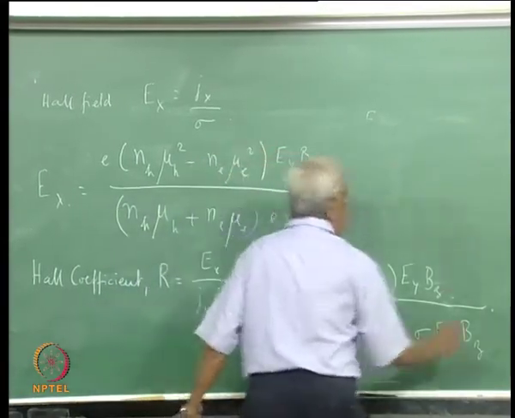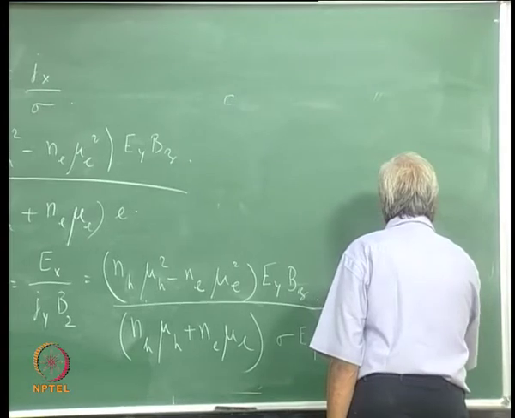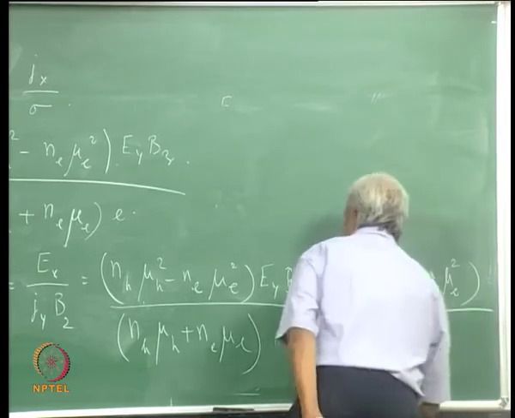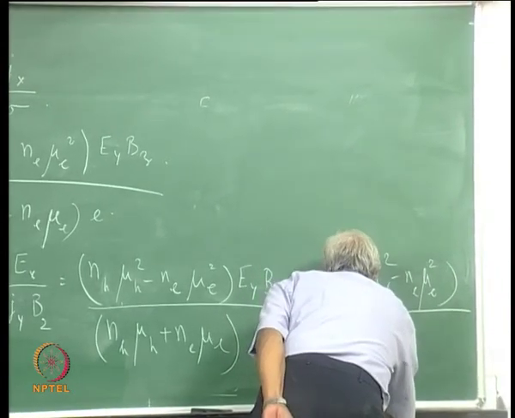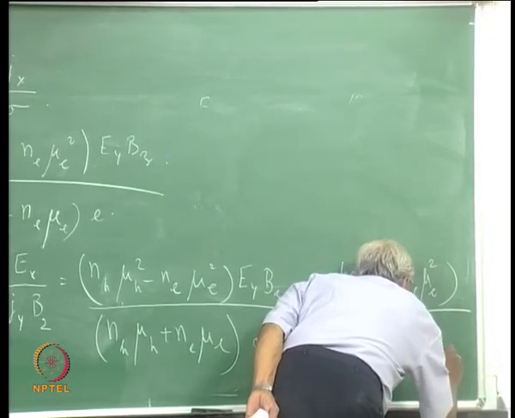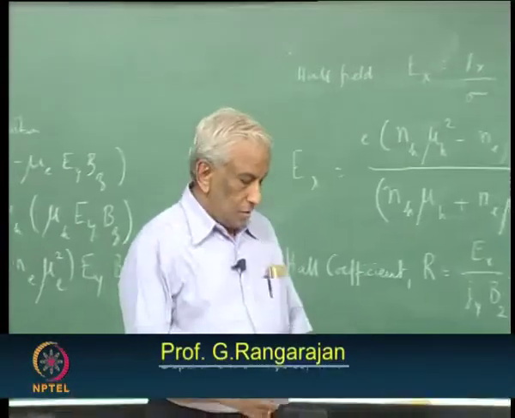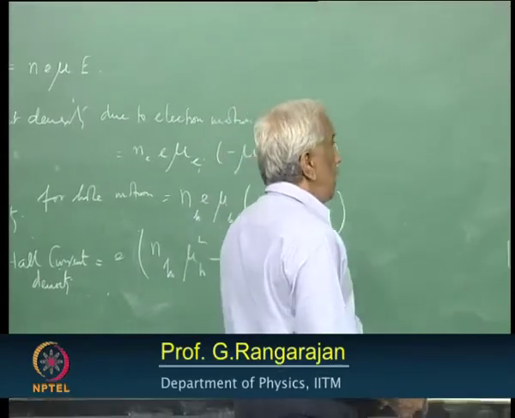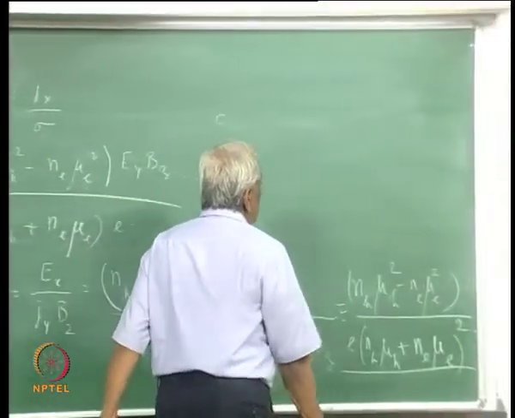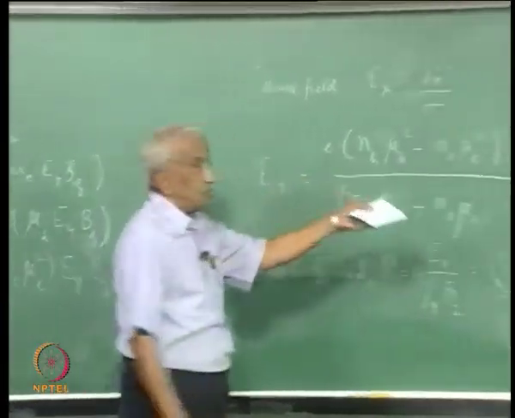So, this will give me, simplifying, substituting for sigma again, that will be the Hall constant in a semiconductor containing two carriers. And it is a simple matter to go from here and show that this will lead to the standard expression R = 1/(N e) in the case of a semiconductor with just one type of carriers.